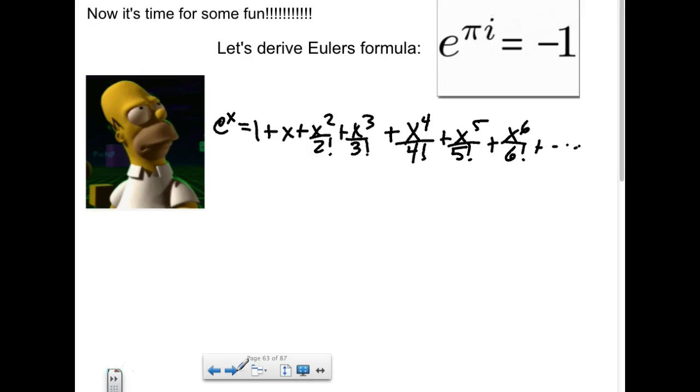All right, here's what I'm now going to do. I'm going to do ix. So I am going to replace every x with ix. That's legal, right? So I'm going to go 1 plus ix plus, this would be i squared x squared plus i cubed.